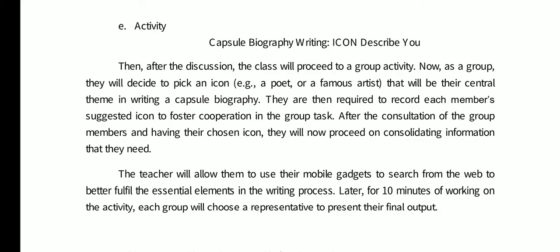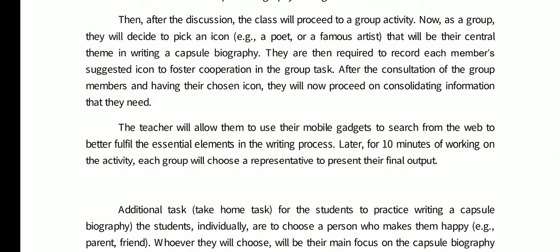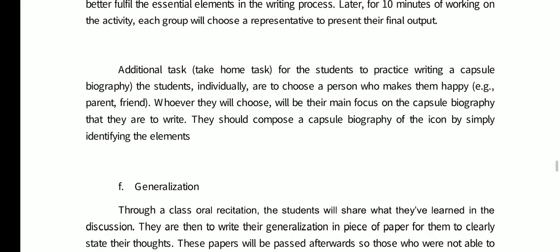to see that each member had cooperated on the task. And after the consultation of the group members, and after they have chosen an icon, they will now proceed to consolidating the information that they need. They will be allowed to use their mobile gadgets to search the web to better gather information about the icon that they have chosen. They have 10 minutes to work on this activity, and then they will have a representative who will present their final output in the class.